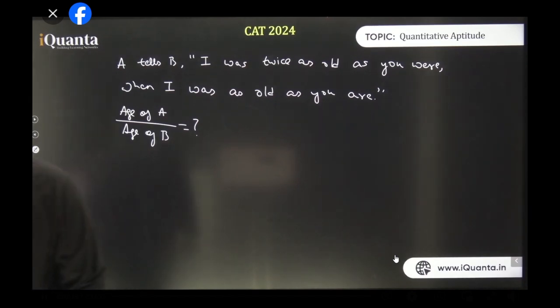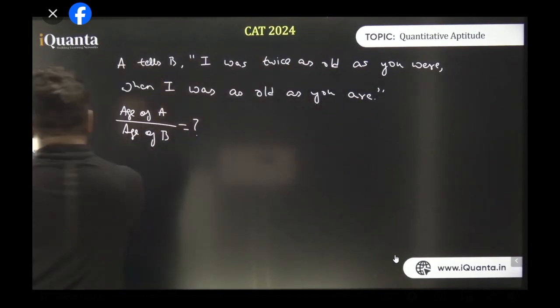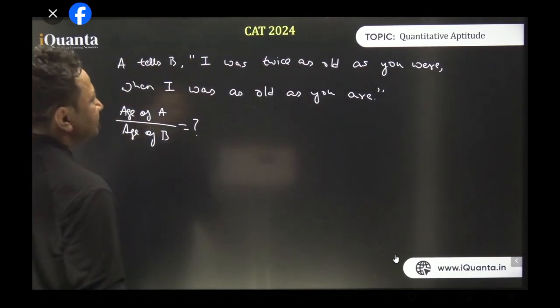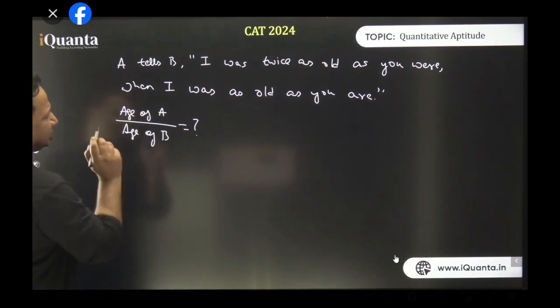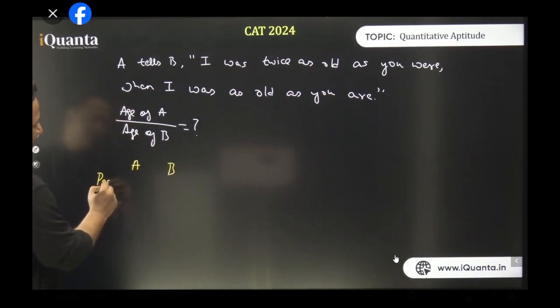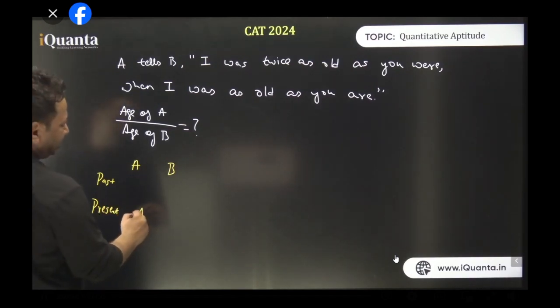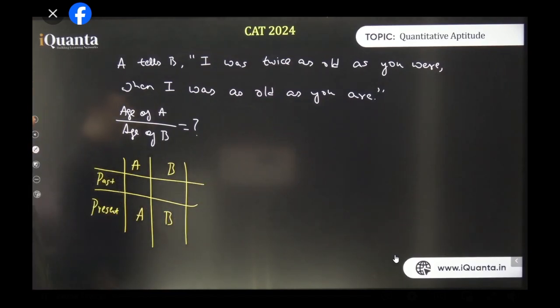Okay, let's try to solve it. Past and present की बात हो रही है overall, right? So let us do something. A, B, past, and present. So let the ages of A and B be A and B only, just to avoid any confusion. Any problem in that? It's a mind bender question. Just to avoid any confusion, I have written A and B to be their ages.